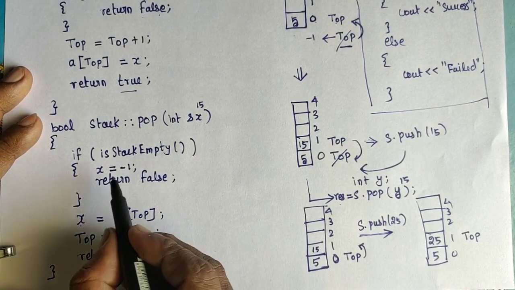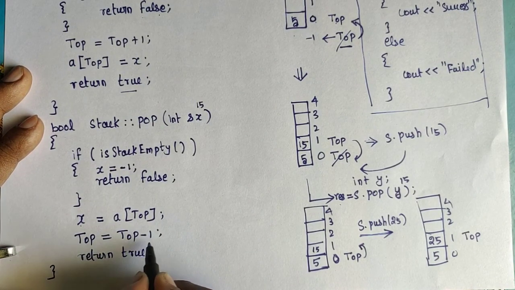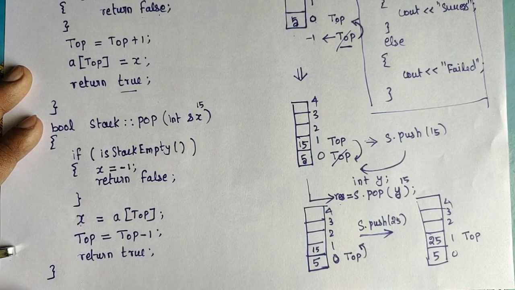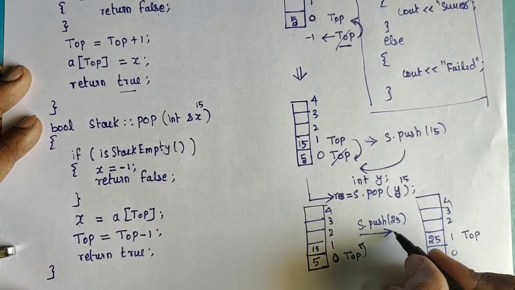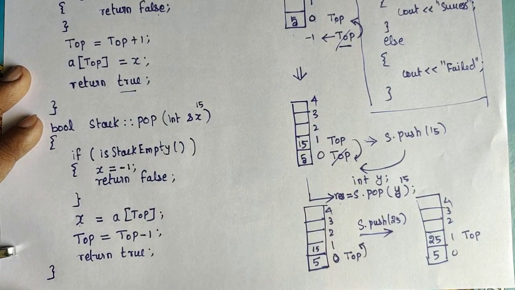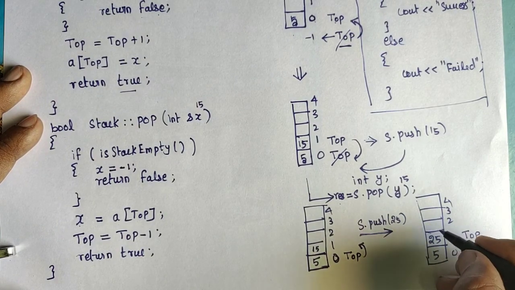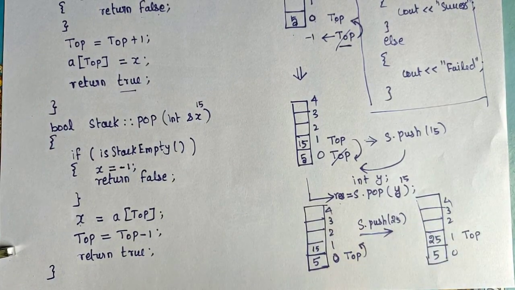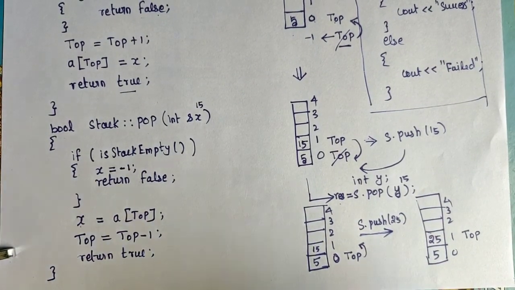So the pop operation in the stack just backs up the current top value into x, and then decrements the top. Decrementing the top means logically that element gets deleted. Then return the success message. So after deleting one element, now if you call push, 25 will be placed in place of the previous 15. Again, if you want to insert an element, increment the top and then insert that element into that location. Above the top, those locations are considered free.